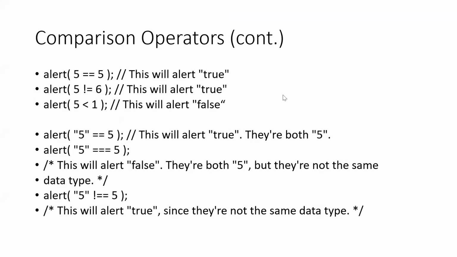So you can try these. I'm not going to spend time on that. For example, the first one we will get true, the second one true, the third one false, the fourth one, which is what we discussed, says true. But then the fifth one, you will get false because they are not the same type.